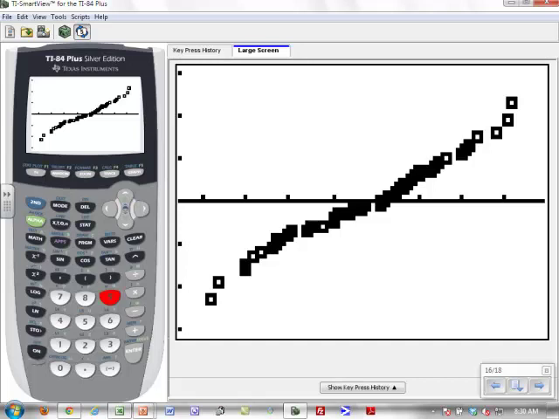All right? Now your data set doesn't look all that linear. It's a little skewed. That happens. Okay. All right. And I don't know. That's about it.